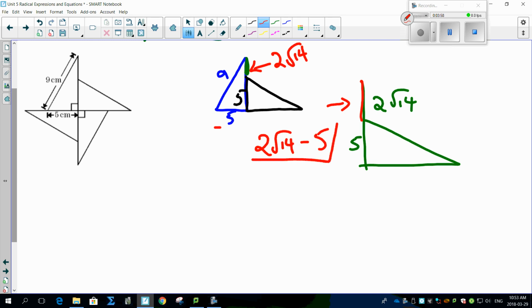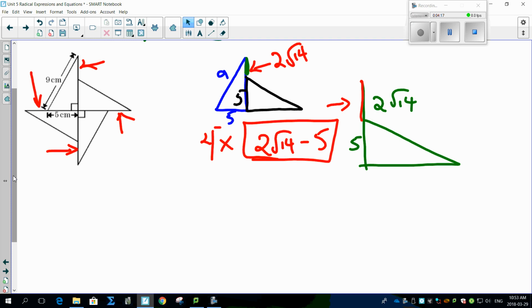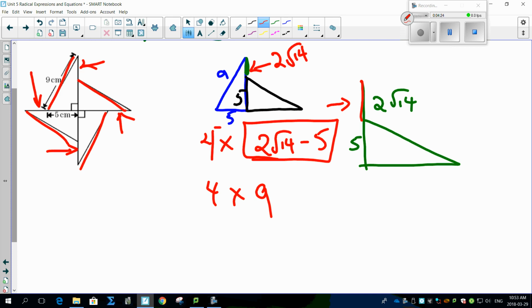That's it. So think about this now. That's 2 root 14 minus 5, and the same for each of the four sides. So in fact, we have 4 times 2 root 14 minus 5. Plus, don't forget what we had here earlier. We had 9 and 9 and 9 and 9. We had 4 9s. So all we have to do now is add those 2 things together, and we should get a result.